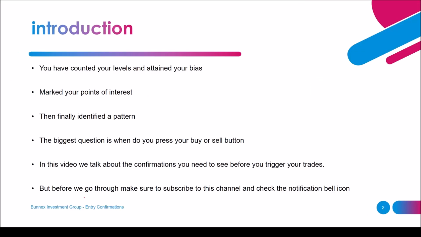So you have counted your levels and attained your bias. The market is going up or down. And after that, you've actually marked your points of interest, which are the zones that you're expecting to see the market reverse. Then finally identified the pattern, right? The biggest question is now, when do I exactly press the buy or the sell button? It might be a very confusing point in time, and in this video we're going to talk about the confirmations you need to see before you trigger trades.